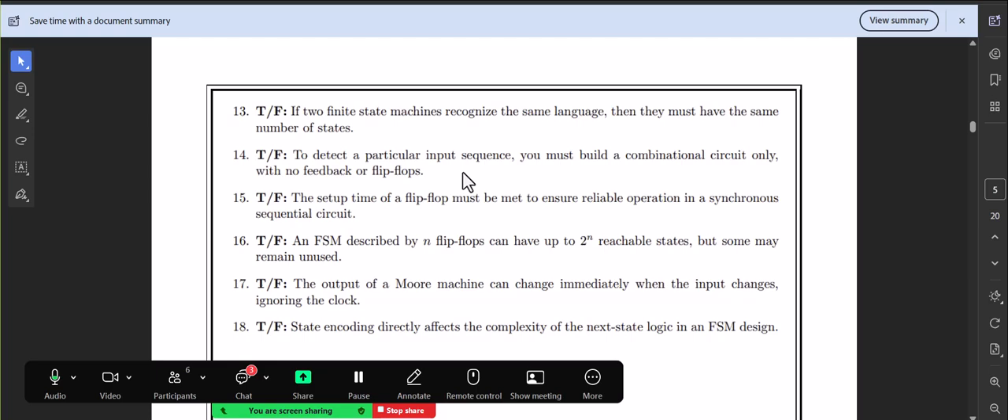The output of a Moore machine can change immediately when the input changes, ignoring the clock. False. That is false.